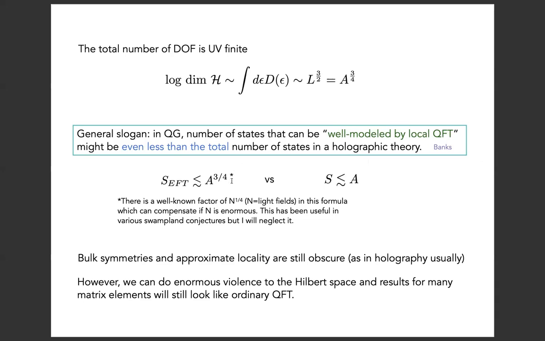And I put a footnote here. There's a very well-known factor of N^(1/4), where N is the number of light fields in this formula, which can certainly compensate if N scales with the system size, if N is enormous. And that actually has been used somewhat effectively in various swampland conjectures, but for what I'll say today, I'll hold that N fixed and small and can neglect it. Certainly, if anything, can I ask some question?